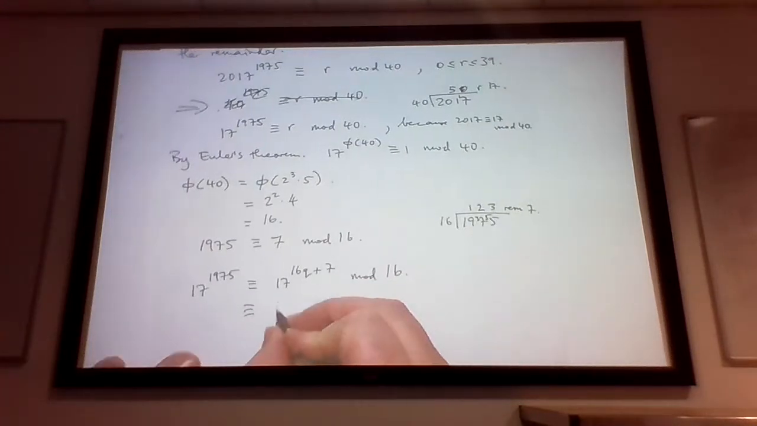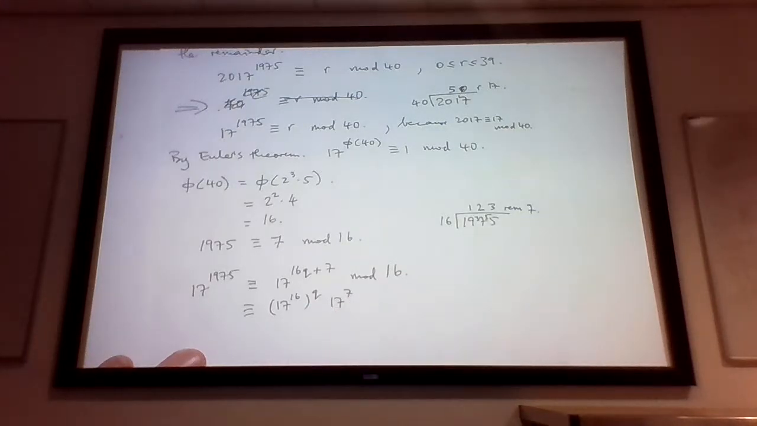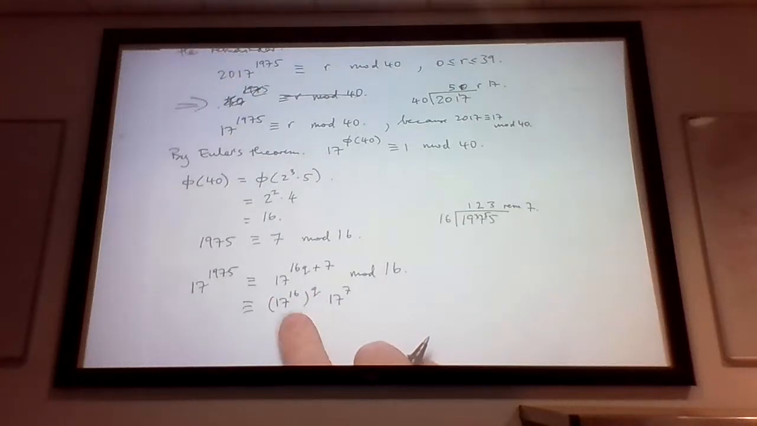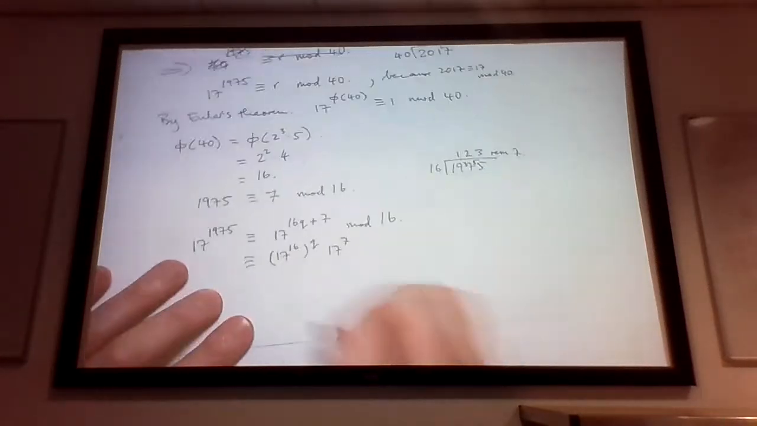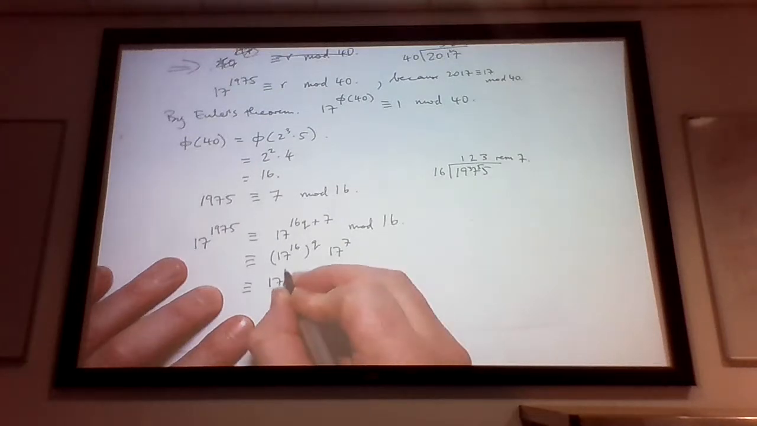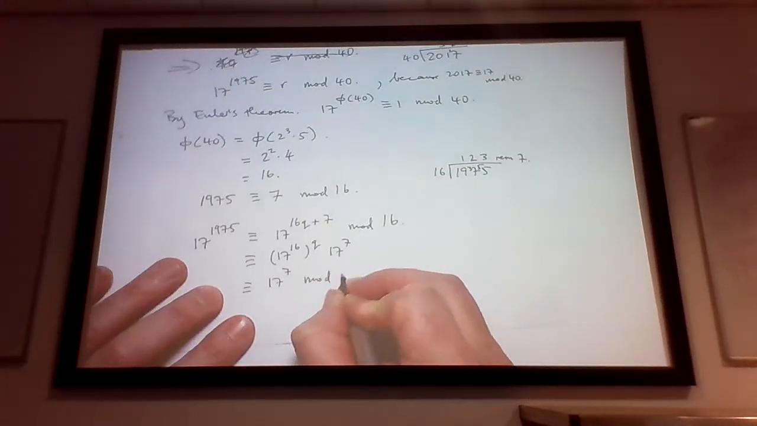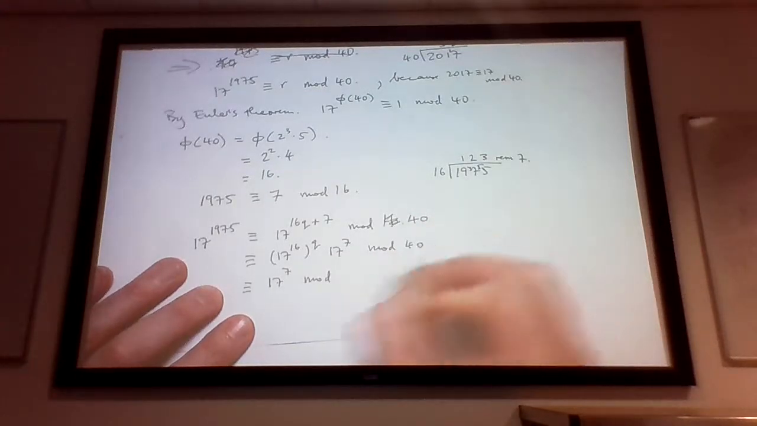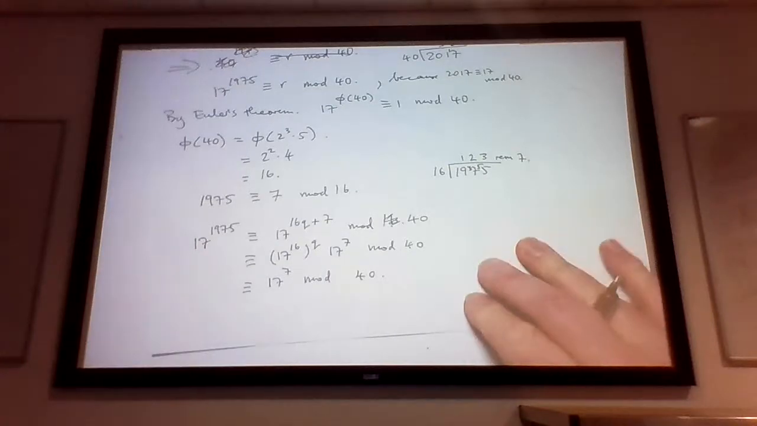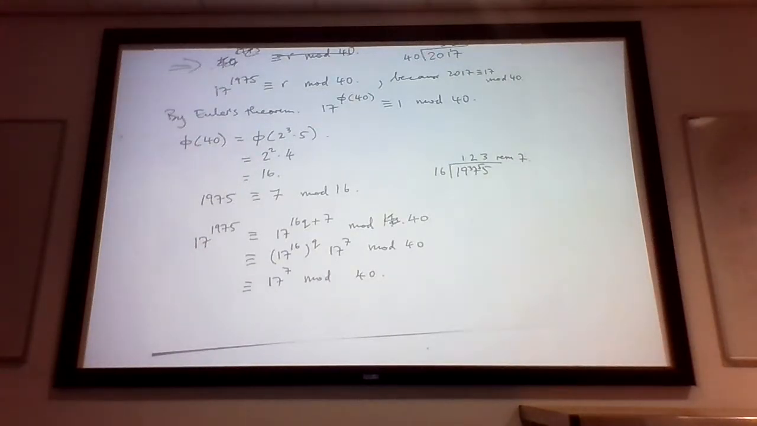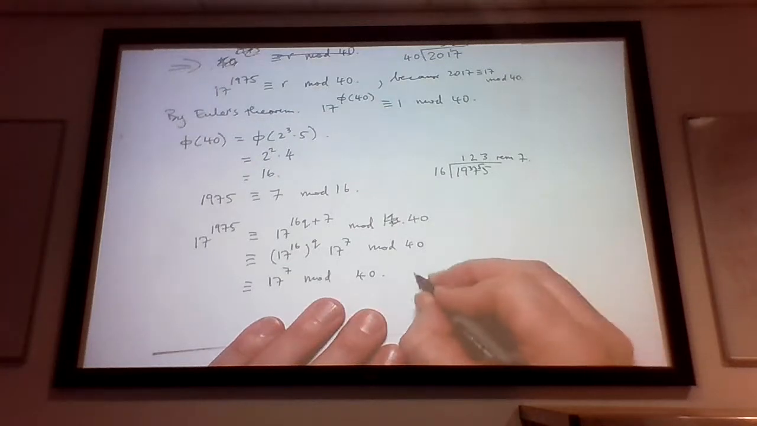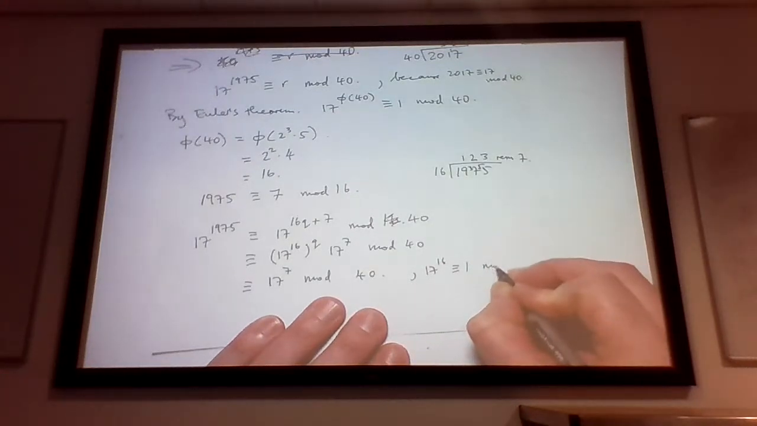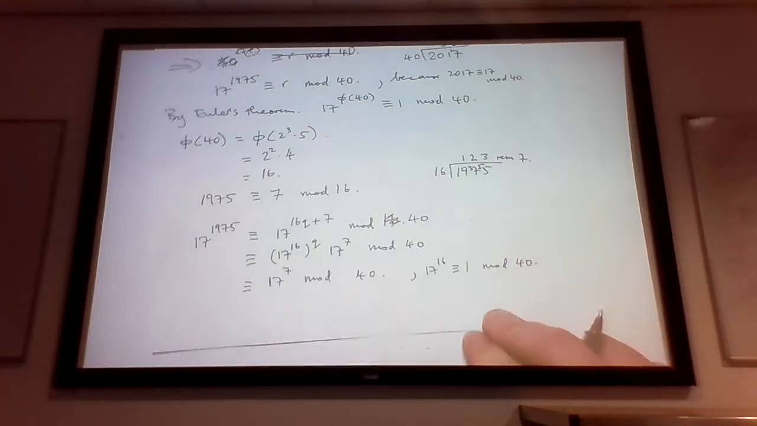But using rules of indices, this is 17 to the 16 to the power Q by 17 to the power 7. This bit, Euler's theorem, tells me this is 1. So that's just congruent to 17 to the power 7 modulo 40. Yeah. So that's true because 17 to the 16 is congruent to 1 mod 40. That's what Euler's theorem tells me.